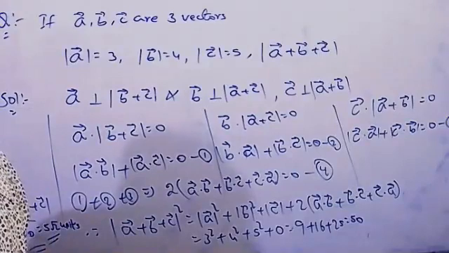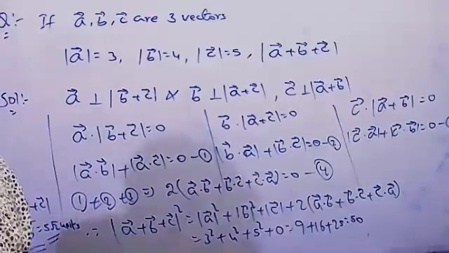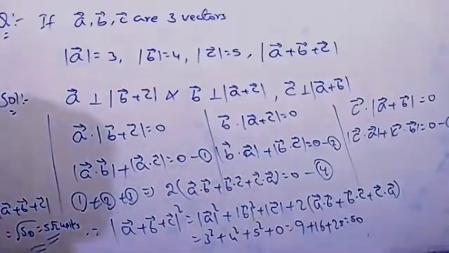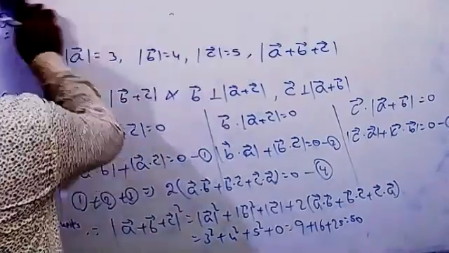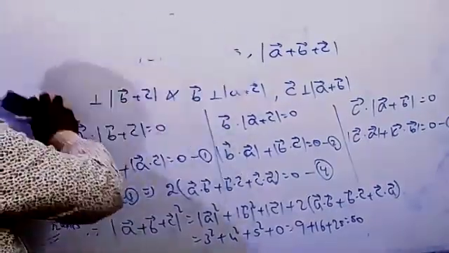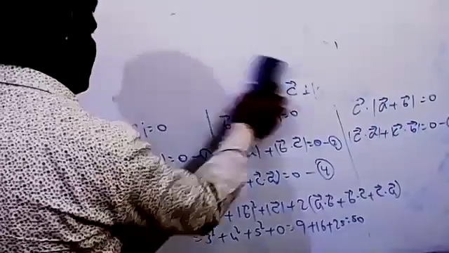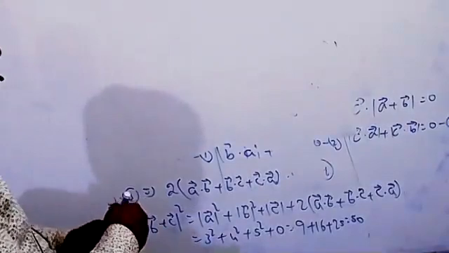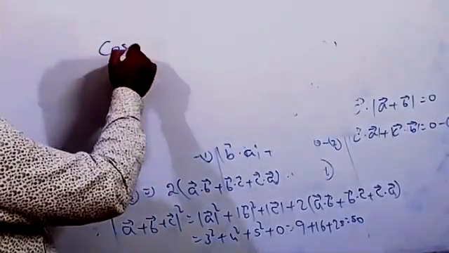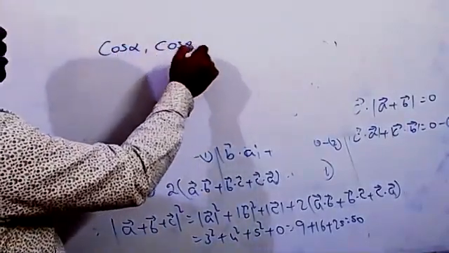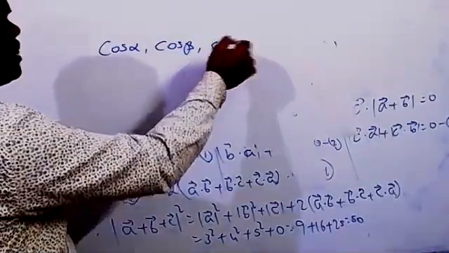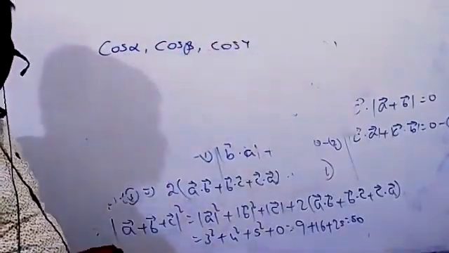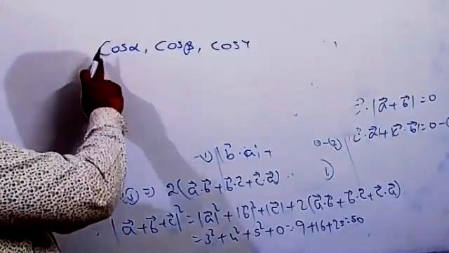In terms of cos alpha, cos beta, and cos gamma, we call these the direction cosines. You should remember that: cos alpha, cos beta, and cos gamma are the direction cosines. But in this case, we need to find the direction cosines of the vectors.